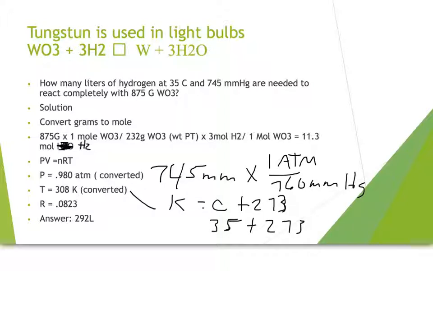Now as we look at the equation, PV equals nRT, we now have our pressure in the correct units, we have our temperature in the correct units, R is our standard, our number of moles is right here, and so we solve for V. It's a simple algebraic problem. When you do the math, you should get 292 liters.